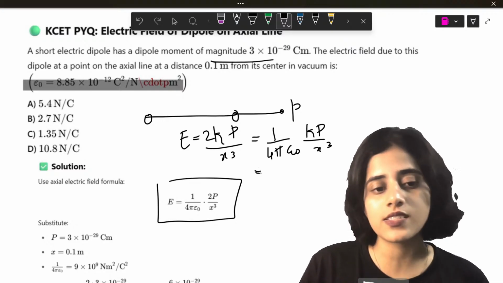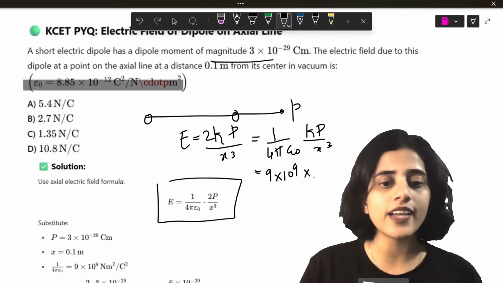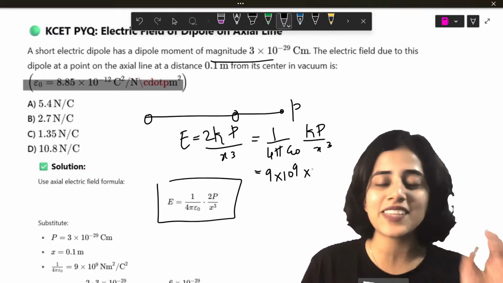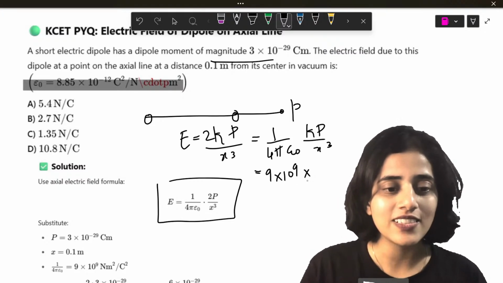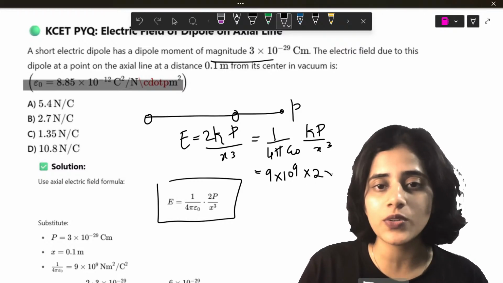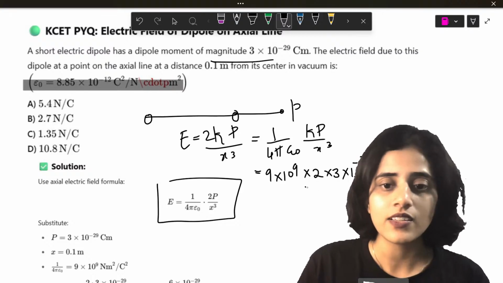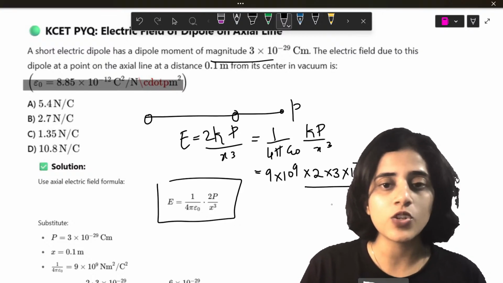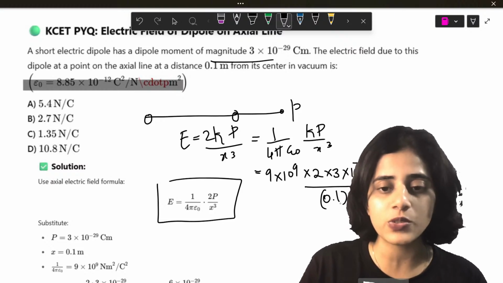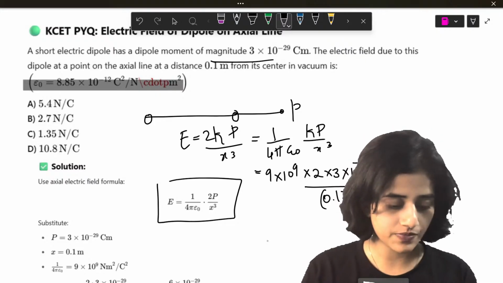So k is 9 into 10 raised to 9. P is 3, right? So 2 into 3 into 10 raised to minus 29, the whole divided by x. X is 0.1 meters, so this is 0.1 cube. Now if you do the math, you will get the answer.